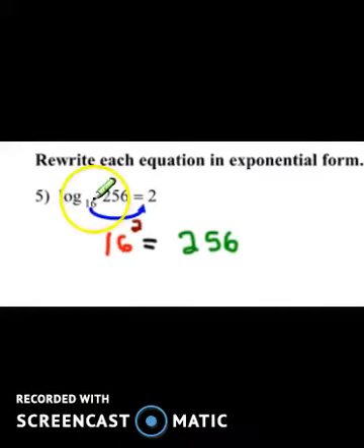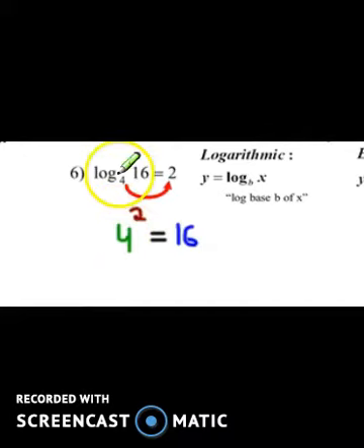In problem 5, I'm going to rewrite this as an exponential function. I have log base 16. 16 is my base. 2 the second power is 256. And this is a true statement, so you know this is correct. In problem number 6, I have log base 4. 4 is my base. 2 the second power is 16. 4 squared is 16, so that's correct.